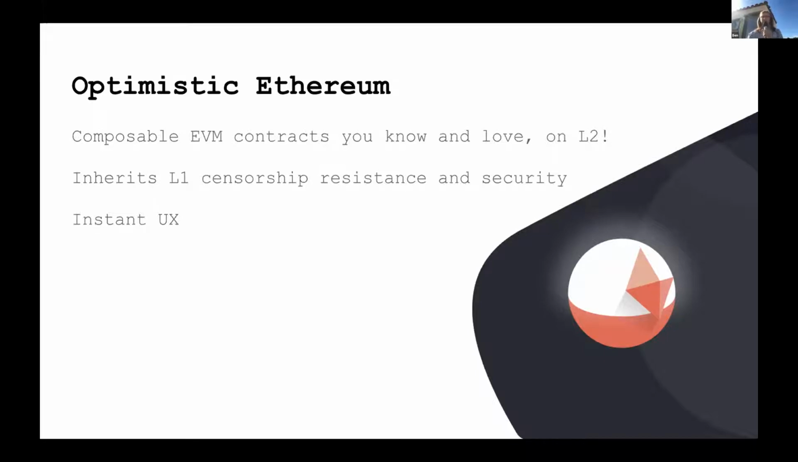Cool. So what is Optimistic Ethereum? Optimistic Ethereum is the optimistic rollup chain that myself and my team are building. It is an optimistic rollup, so it's an L2 that Tas talked about at the beginning. It has the lovely properties of the EVM that you know and love, but you can put it on L2. So what does that mean? Of course, that means we get some L1 censorship resistance and security.